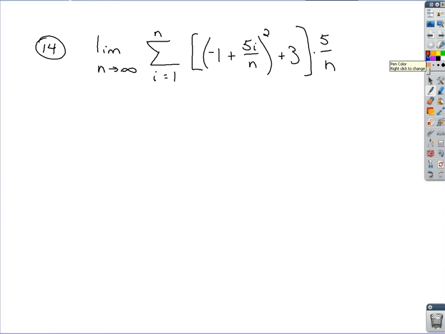All right, so here's the long and short of this problem. We're trying to take this idea that's set up for a Riemann sum, and we're supposed to express it as a definite integral, which would be a Riemann integral.